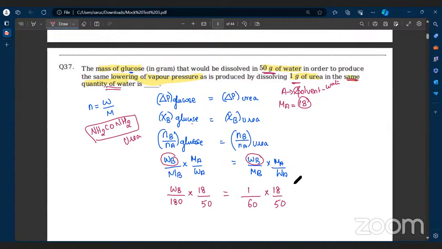Okay, so now just do the simplification. This part is going to be cancelled, so it will be 3. So WB is equal to 3. The mass of glucose that would be dissolved to get the same lowering of vapor pressure as dissolving 1 gram of urea in 50 gram of water is 3 gram. So if you dissolve 3 gram of glucose in 50 gram of water, you'll get the same lowering of vapor pressure as by dissolving 1 gram of urea in 50 gram of water.